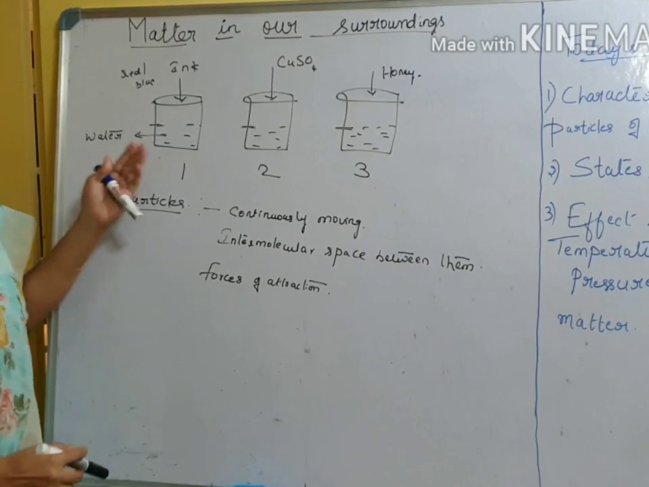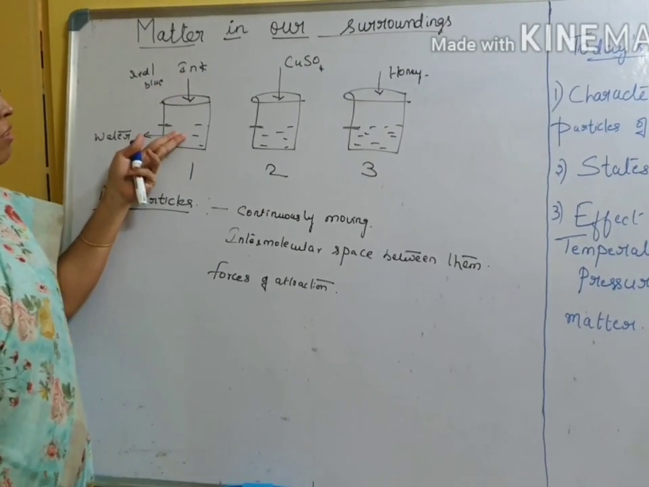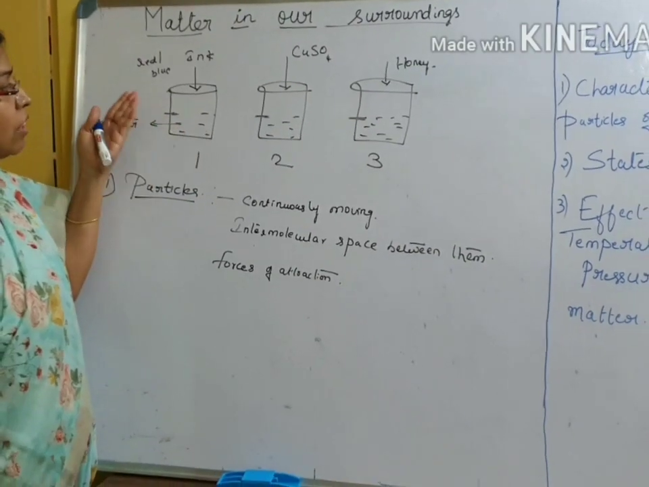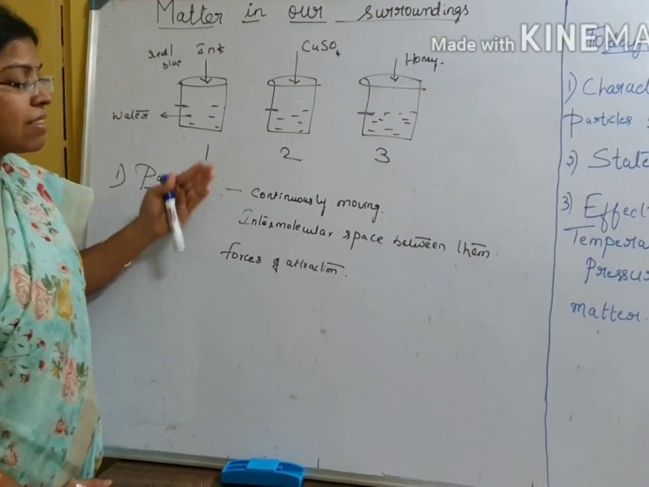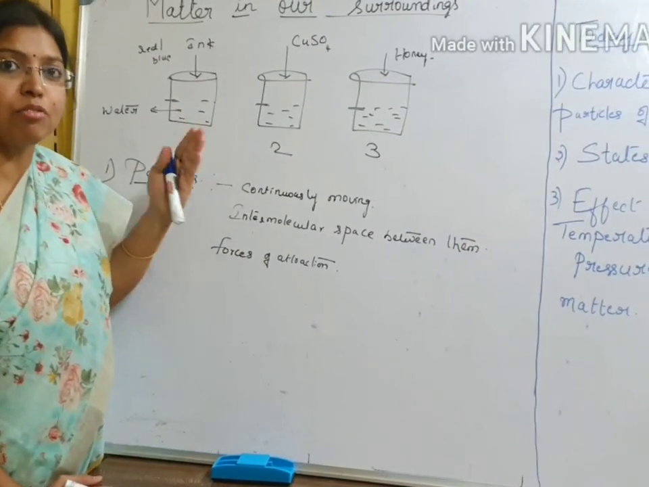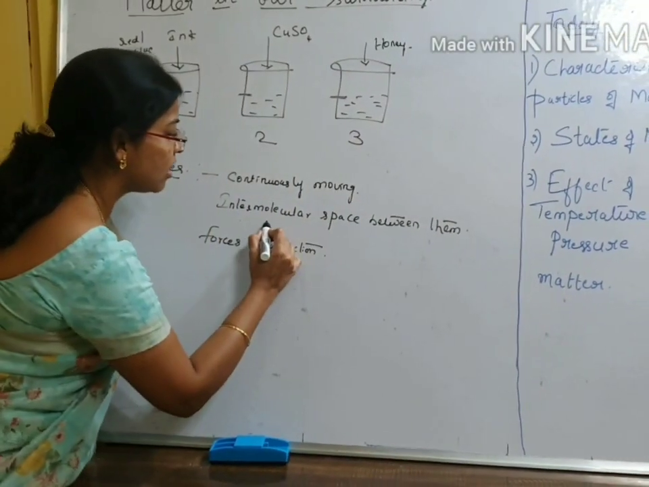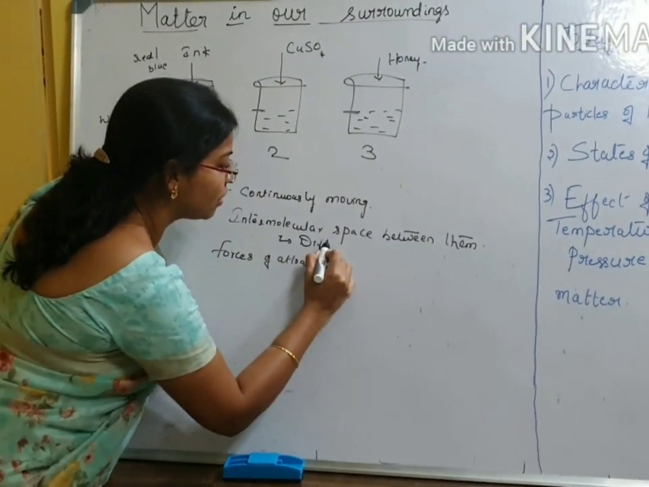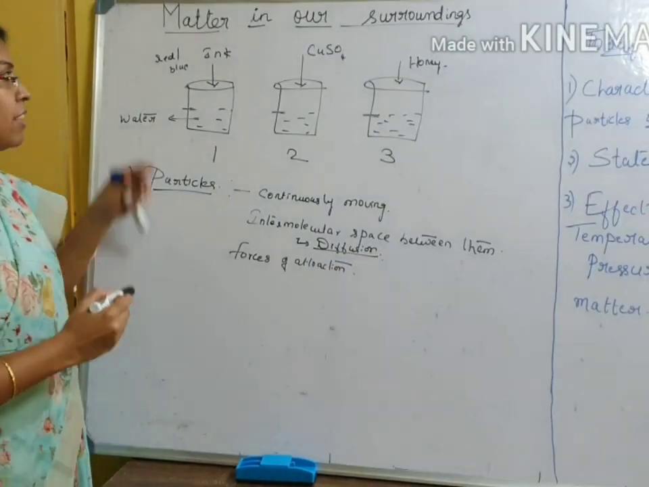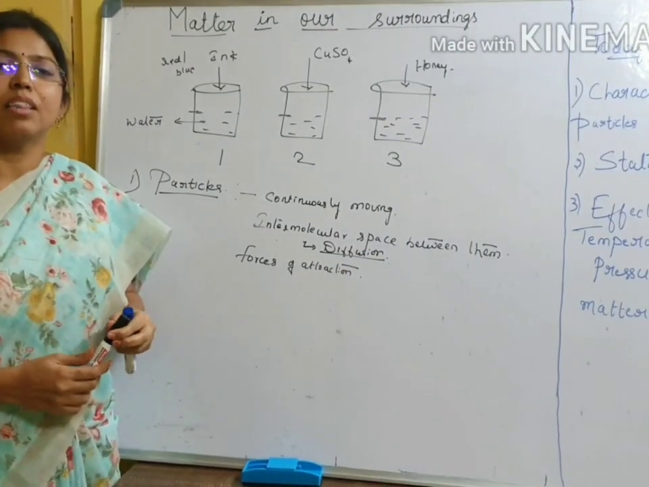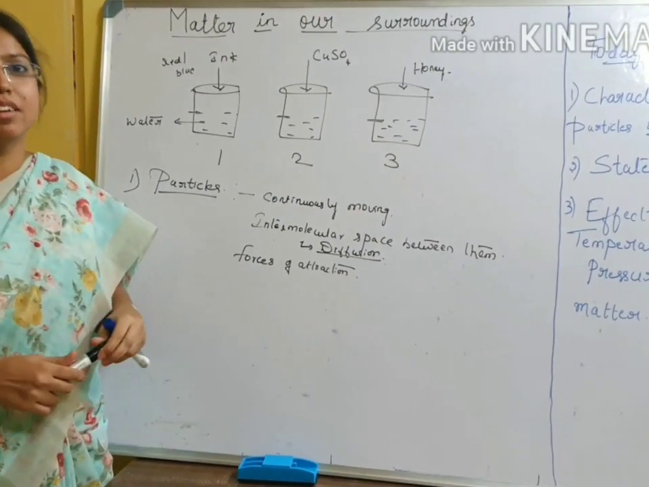So what do we see from this activity? The particles of ink were dissolved in the particles of water. Therefore, we couldn't see the change in the level of water, because the intermixing of the particles of two different matter is called diffusion. What is diffusion? When two different matter are intermixed, the particles occupy the space between them. This process is called diffusion.